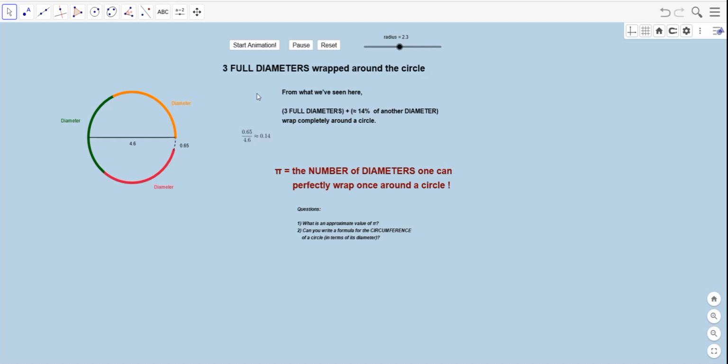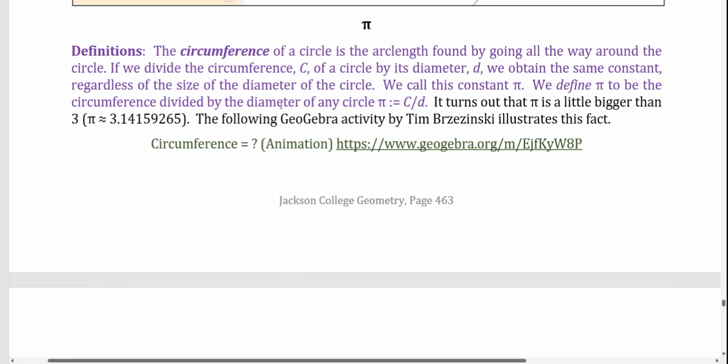We call this number pi. So pi is defined to be the circumference of a circle divided by its diameter. And that turns out to be an irrational number. Okay? So the circumference of a circle is the arc length found by going all the way around the circle. We divide the circumference c of the circle by its diameter d. We obtain the same constant regardless of the size of the diameter of the circle. We call this constant pi. So we define pi to be the circumference divided by the diameter. Pi is defined to be c over d.